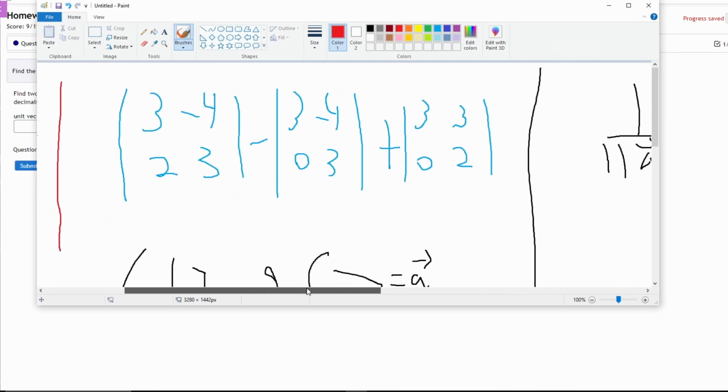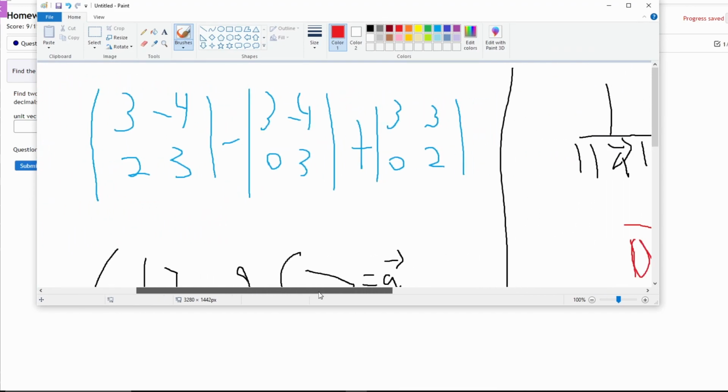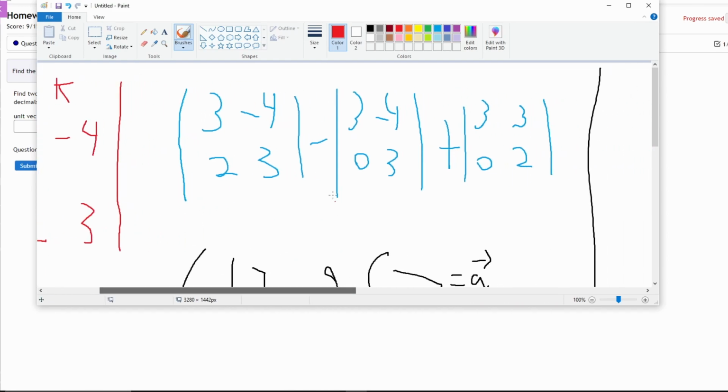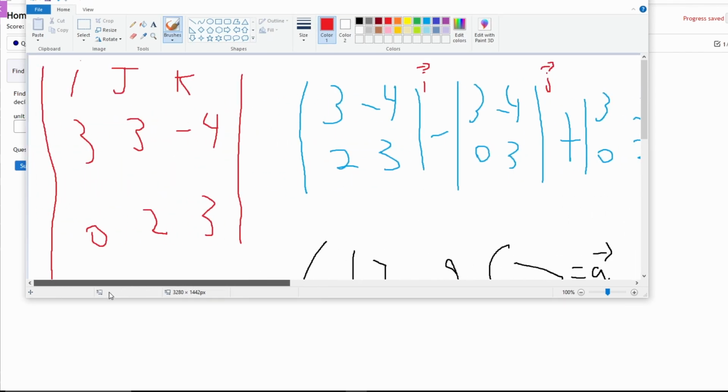Then we have this formula here. Now this looks a little complicated. If it does, it's fine. I'll show you how to do it. It's actually much easier if I just go here. We'll just say i, j, k, because these are just three components of the cross product vector. Just follow my lead. This is how it's done. Don't worry, I got you.